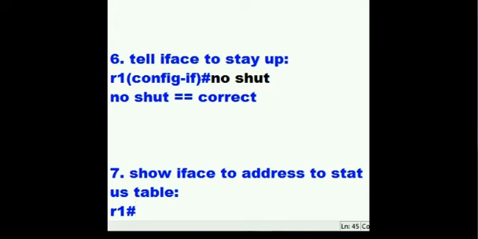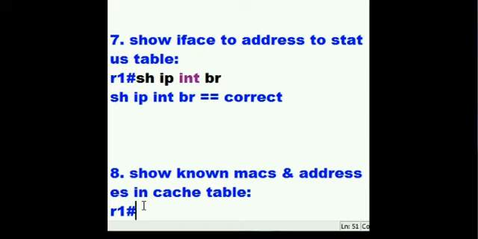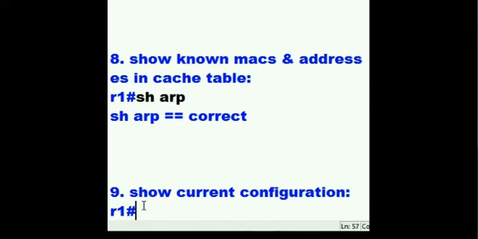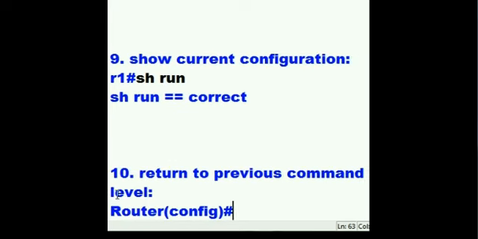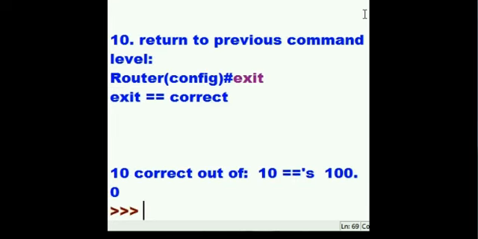Show the interface address status table. Oh, that was show IP interface brief. Correct. Show the known MACs and addresses in the cache table. That would be show ARP. Correct. Show the current configuration. That's an easy one. Show run. Now, return to the previous command level. Exit or end. And that's correct.